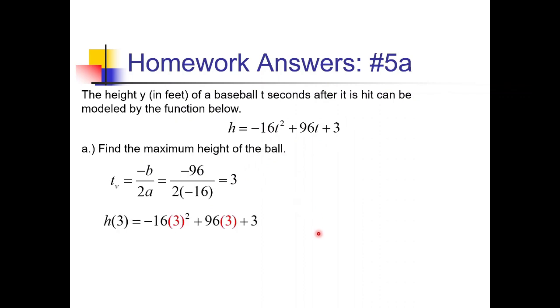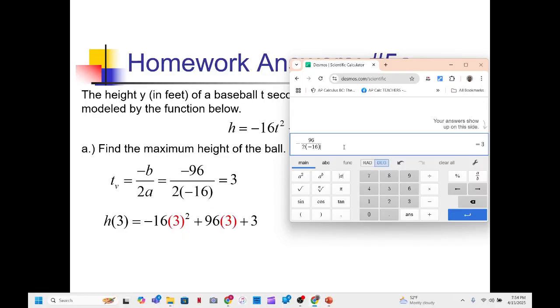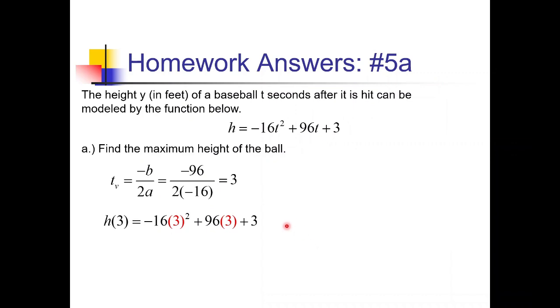for t. So if I do that, plugging t in for all of that, let me go ahead and do that on the calculator. So we got 16 and 3 squared, and then 96 times 3, and then finally a 3. So that gives us a maximum height of 147, and that's going to be in feet.